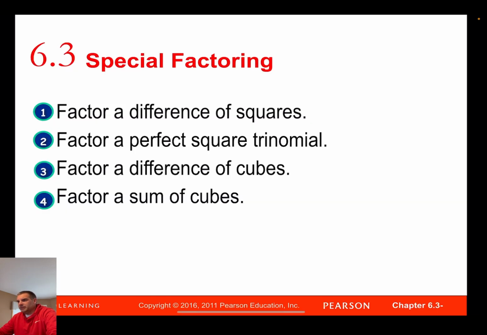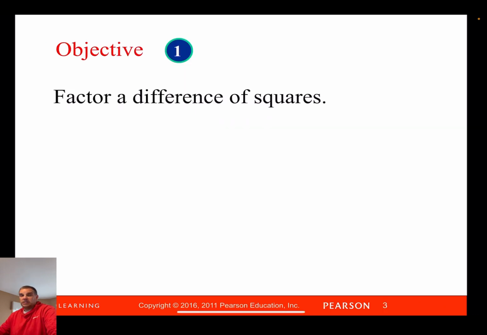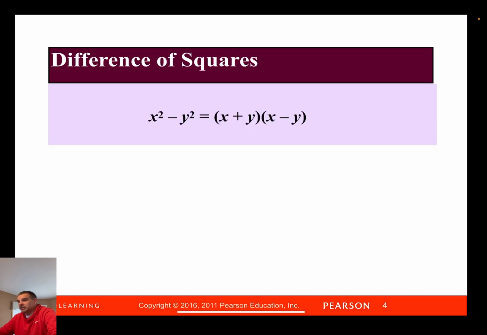So let's take a look at what we're going to do. We're going to talk about factoring differences of squares, factoring perfect square trinomials, factoring differences of cubes, and factoring sums of cubes. So four different things. First we'll start out with factoring the difference of squares.